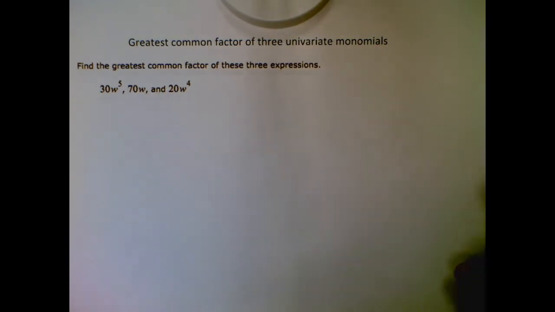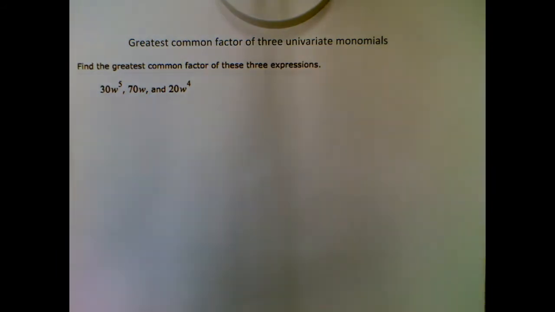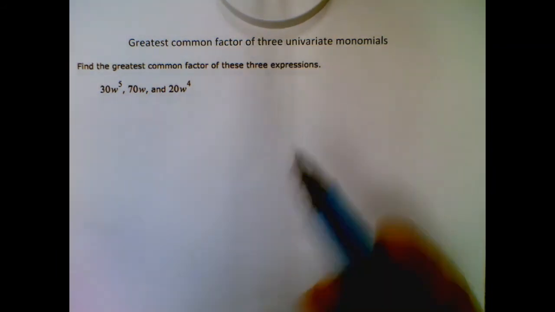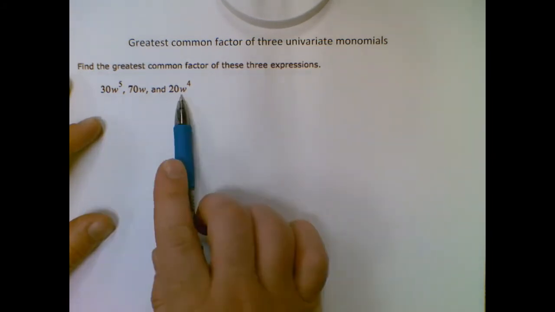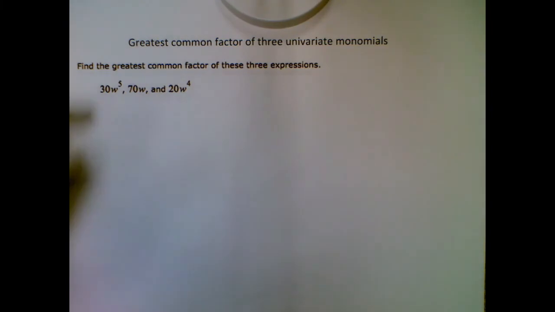Hello everybody, this is Mr. Bowman. Today we're going to be looking at the ALEKS topic, greatest common factor of three univariate monomials. So that just means I'm going to have three monomials, so there's no addition and subtraction going on here. And univariate means there's only going to be one variable in each one. We're not going to have x squared y or something like that.